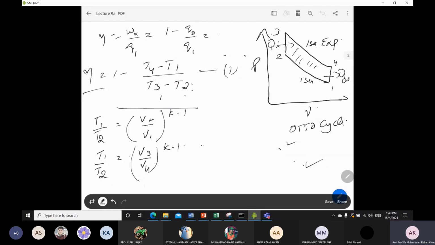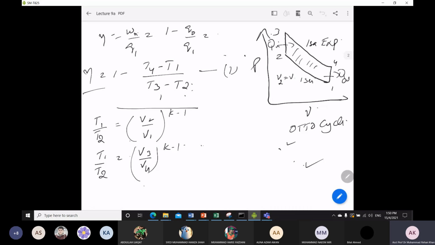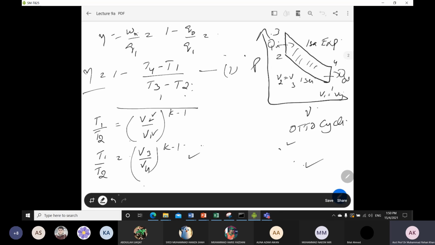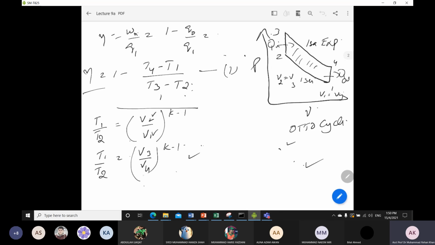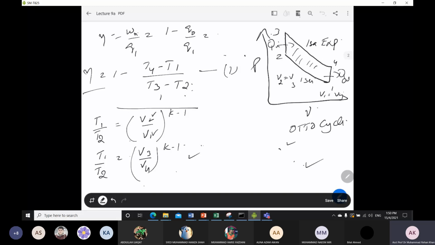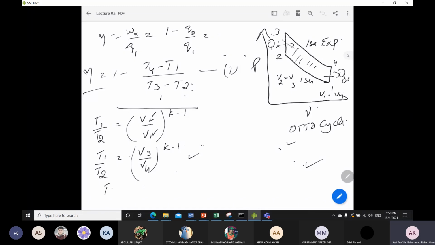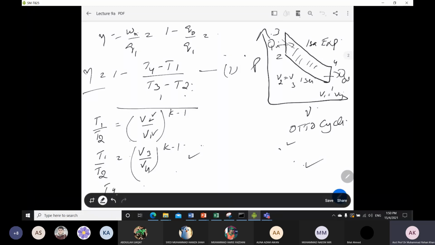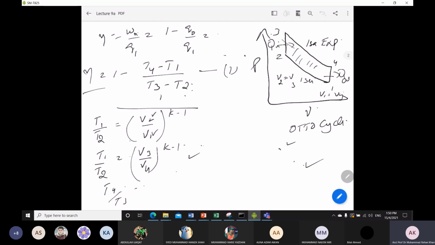Okay, so how does this equation come about? Because if you notice over there, V2 is equal to V3 and V1 is equal to V4. So if you just put the value of V2 equal to V3 and V1 equal to V4, you can come up with this equation as well. And similar thing, another isentropic process which is from 4 to 3, so you can also write T4 over T3 is equal to (V3 over V4) to the power K minus 1.